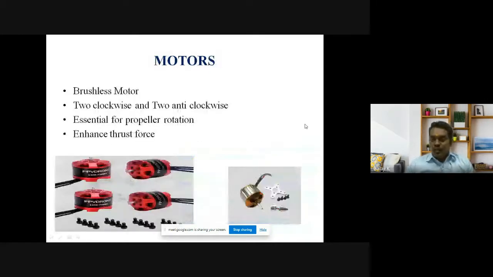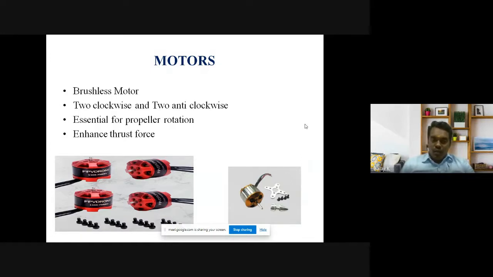Next is motors. Particularly for drone operations, we are using brushless motors. Out of four motors, two will rotate in the clockwise direction and the remaining two will rotate in the anticlockwise direction. This is essential for propeller rotations, because at the end of each motor, a propeller is attached and it is used to produce enough thrust force. So the number of motors should be the same as the number of propellers. However many motors we use, we have to use that many propellers.